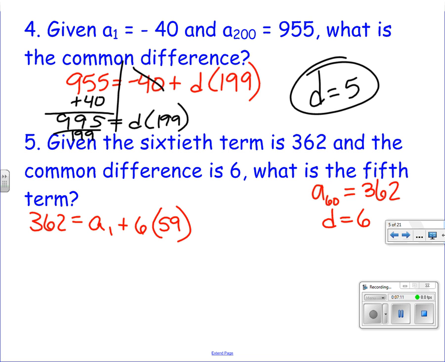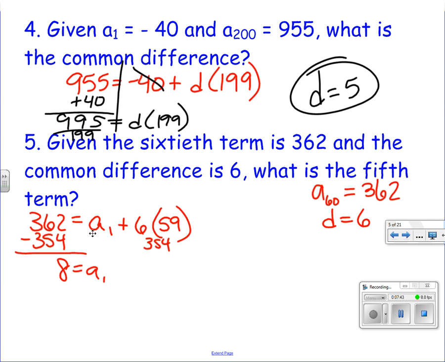Good. So 59 came from 60 minus 1. Okay. All right, Jesse, what would you have to do next? Anybody? 354? All right. Then what? Anybody? Okay. All right, Rudy, what is the question asking for? The 5th term. Have we found that yet?